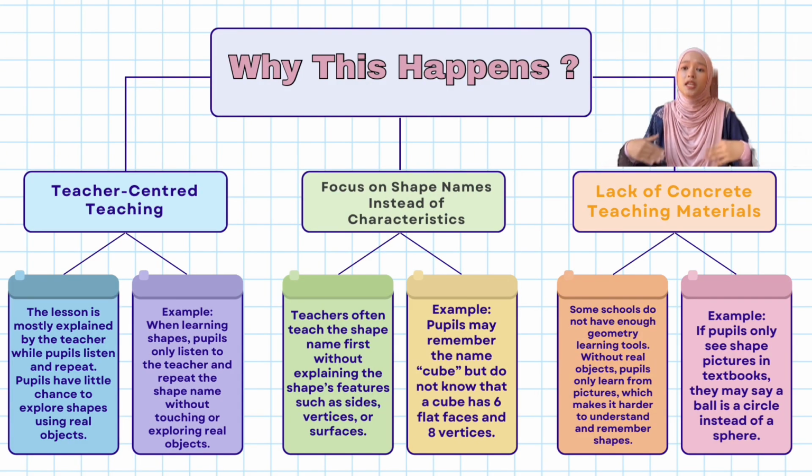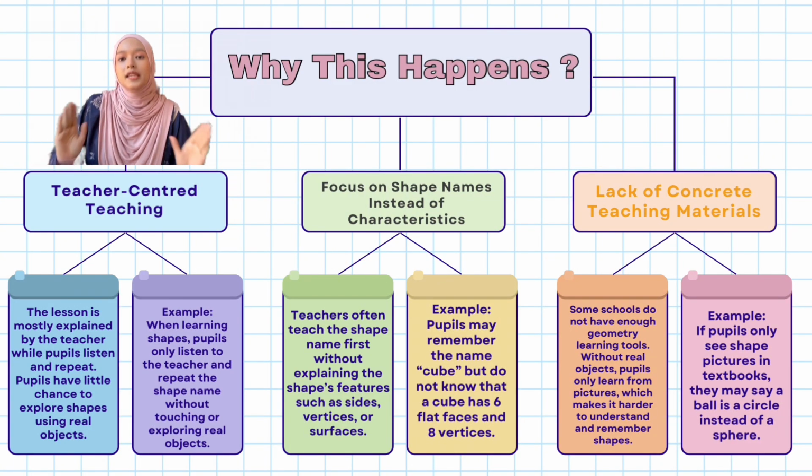People learn the name first, but they do not clearly understand the features such as the number of faces, vertices, or whether the shape has a flat or curved surface. For example, pupils may remember the name cube, but they don't know that a cube has 6 flat faces and 8 vertices. Without understanding the characteristics, people may easily confuse different shapes.